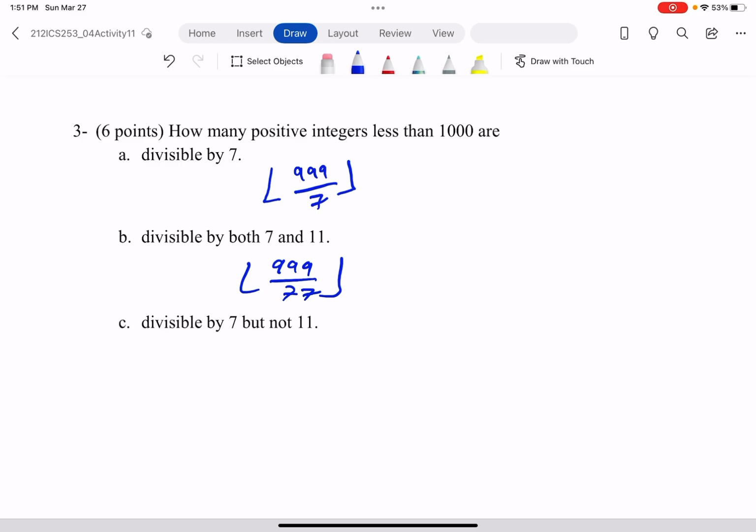Okay. Do you know what will happen if the 7 and 11 had common factors? Like if I asked you between 6 and 10, how many are divisible by both 6 and 10? What will the answer be? Is it 999 divided by 60? No, because 6 and 10 have a common factor. 6 is 2 multiplied by 3 and 10 is 2 multiplied by 5. What is the least common multiple between them? 30, right? 30 is the least common multiple between them. This is the smallest number that is divisible by both 6 and 10. So it will be the floor of 999 divided by 30.